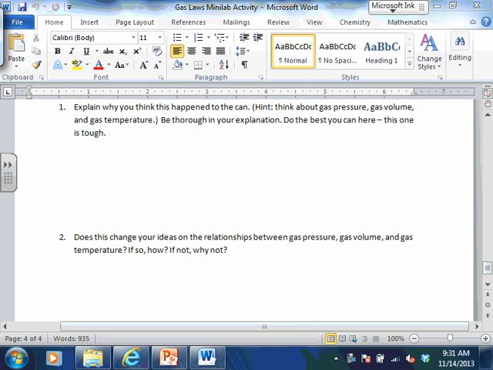Why did this happen? The temperature inside the can is higher than outside, which made the pressure inside the can higher. Okay. So it makes it push out. And with the ice, the rapid decrease of the pressure made the air from the outside crush it. Okay. All right. So you're on the right track there.